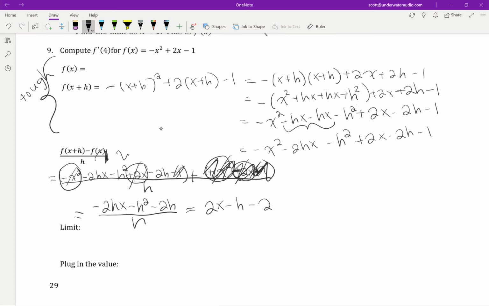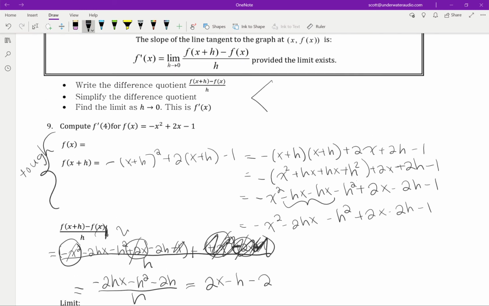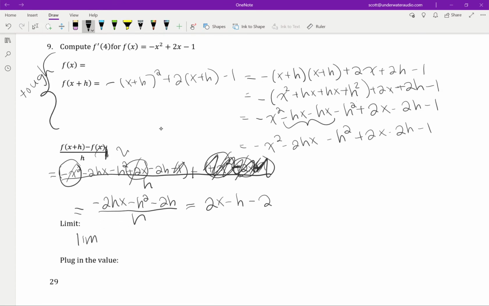So now I'm going to do the limit. Let's see, what was the limit? What does our limit definition say? Limit as h goes to 0. That's up at the top. So the limit as h goes to 0 of 2x minus h minus 2. That is just a polynomial, so I'm just going to plug it in. 2x minus 0 minus 2. That's just 2x minus 2. Oops, I plugged in the value right there.